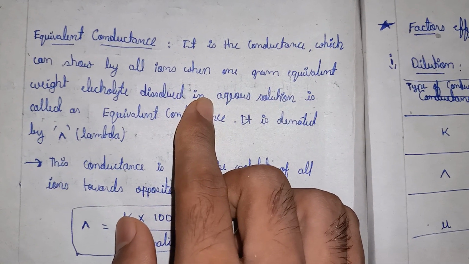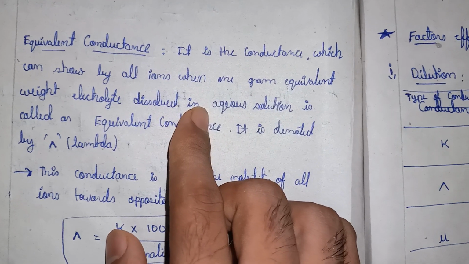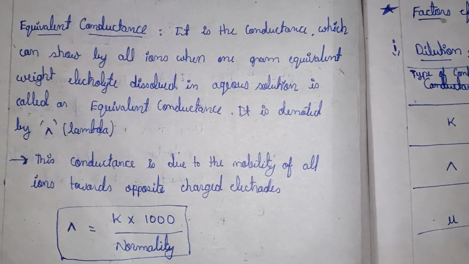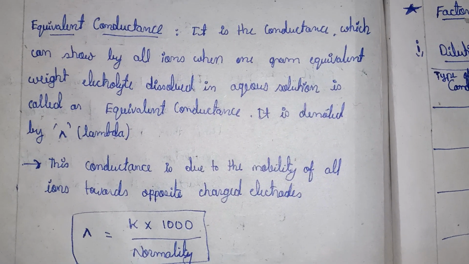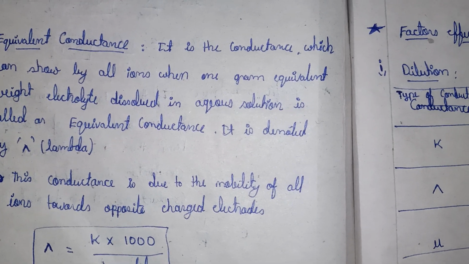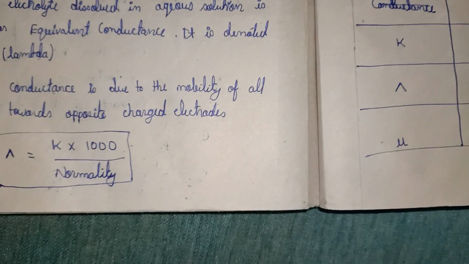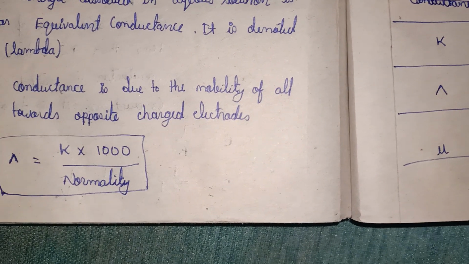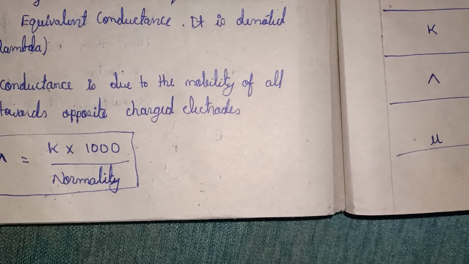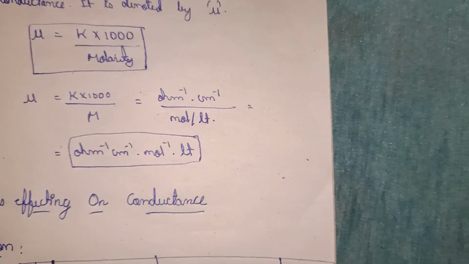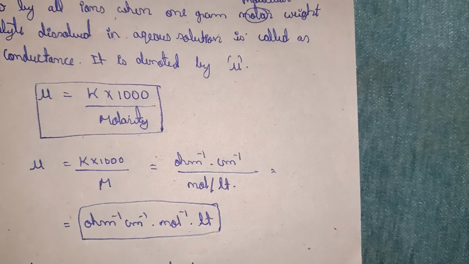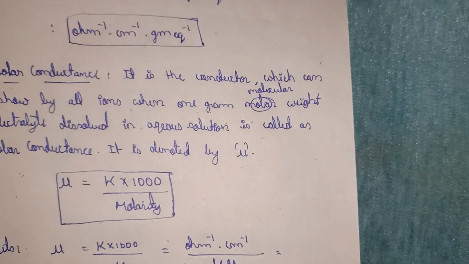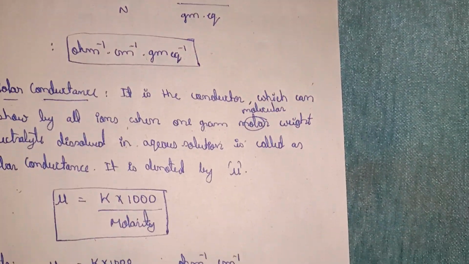And equivalent conductance is the conductance shown by all ions when 1 gram equivalent weight is dissolved in aqueous solution, and it is denoted by lambda. Equivalent conductance is due to the mobility of ions towards the oppositely charged electrodes. The relationship between specific conductance and equivalent conductance is lambda equals K into 1000 by normality. And the units are ohm inverse, centimeter inverse, gram equivalent inverse.